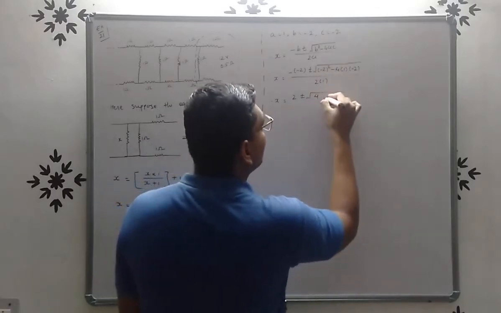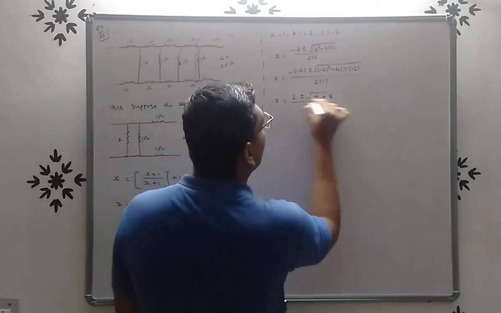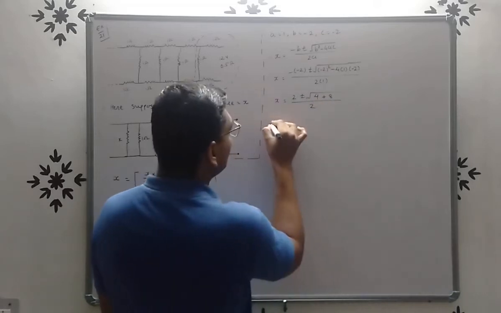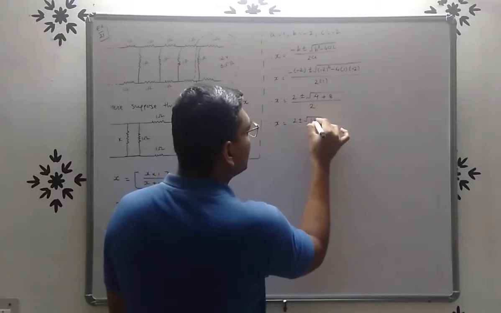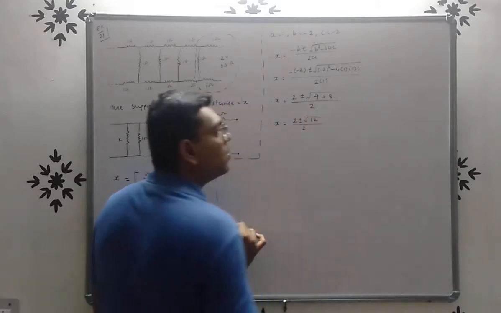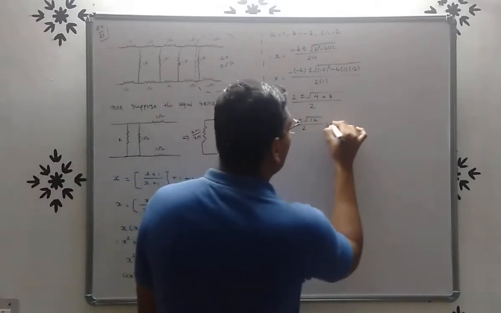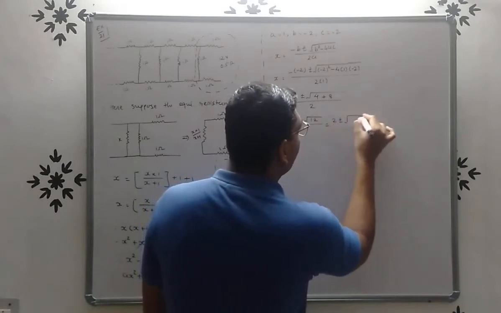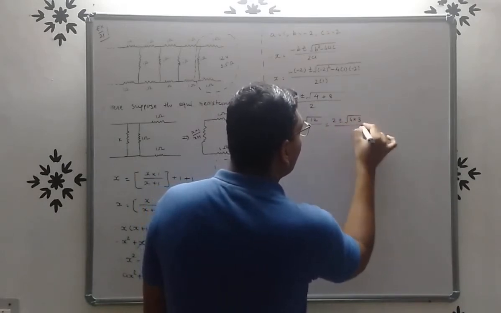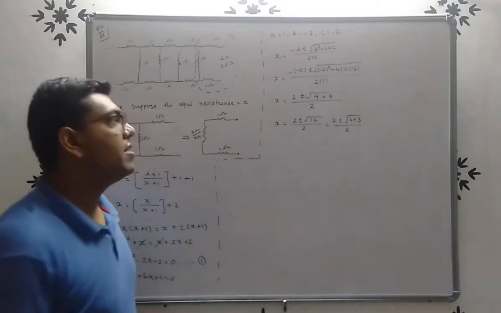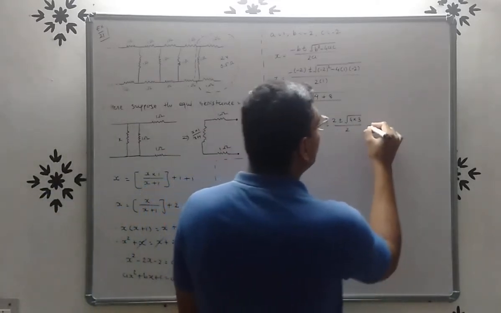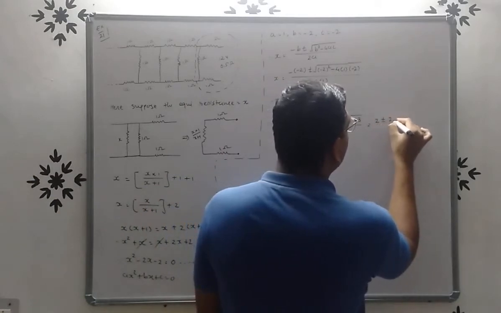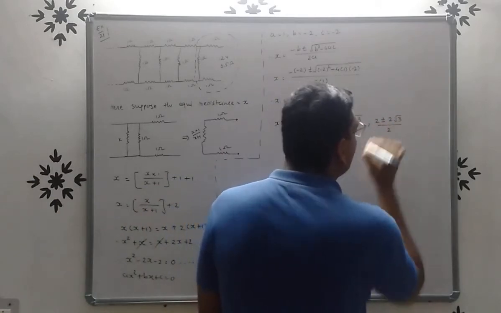Here, minus, minus plus 4 into 2, 8 upon 2. So x is equal to 2 plus or minus the square root of 4 plus 8, that is 12, upon 2. So here, 2 plus or minus, here 4 into 3, that is 12, by 2. Right. So we know that the square root of 4 is 2. So 2 plus or minus 2 root 3 by 2.